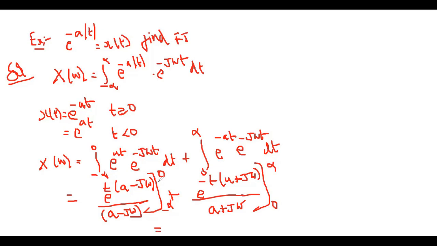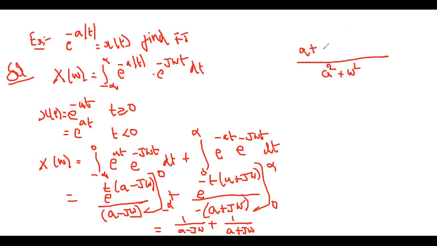The first term, substituting the upper limit, e^0 is 1, so 1 by (a−jω). For the second term, the exponential is a negative value at the upper limit, and for the lower limit the minus sign gives plus 1 by (a+jω). To simplify this, the denominator becomes (a+b)(a−b) = a² − b², and minus j² is 1, so it becomes a² + ω².